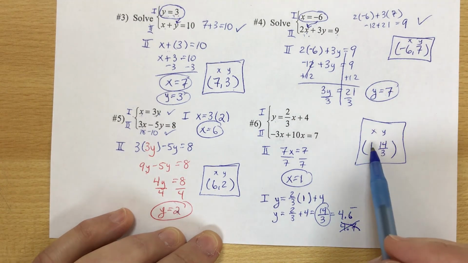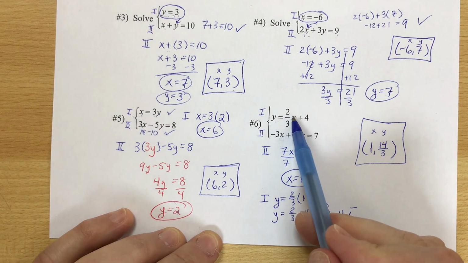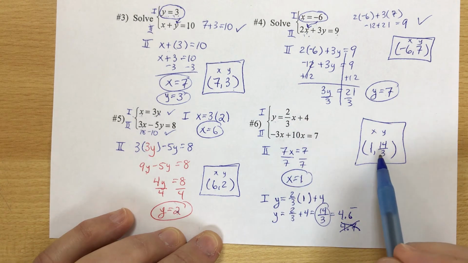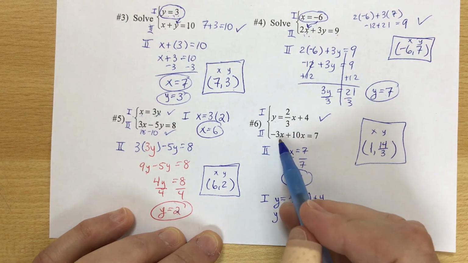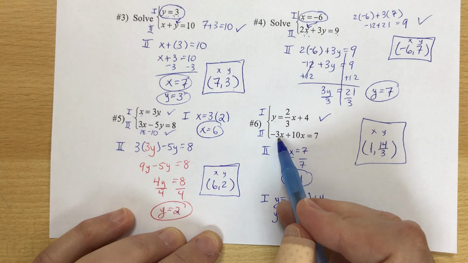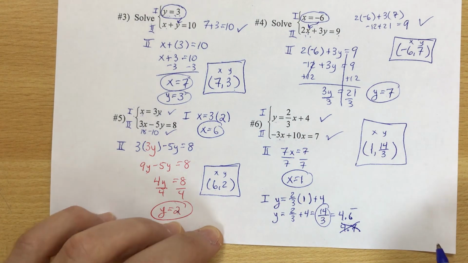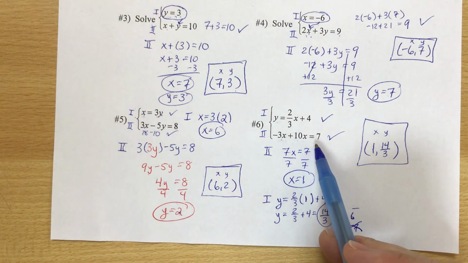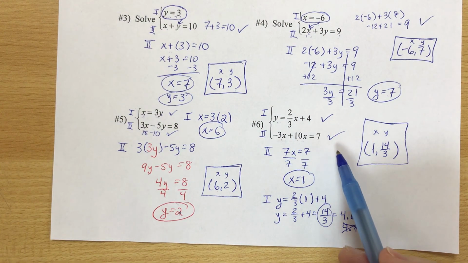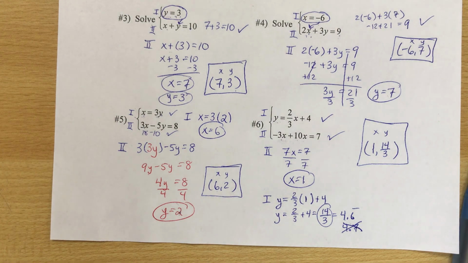Does it work? Well, if I put a 1 in for x, I do 2/3 plus 4, which gives me the y value. And then this would be -3 times 1 plus 10 times 1. -3 plus 10 is 7. Yes. Okay, so you'll notice I'm not showing my check every time, but I am plugging these in to make sure they work. And that is the end of part 1.